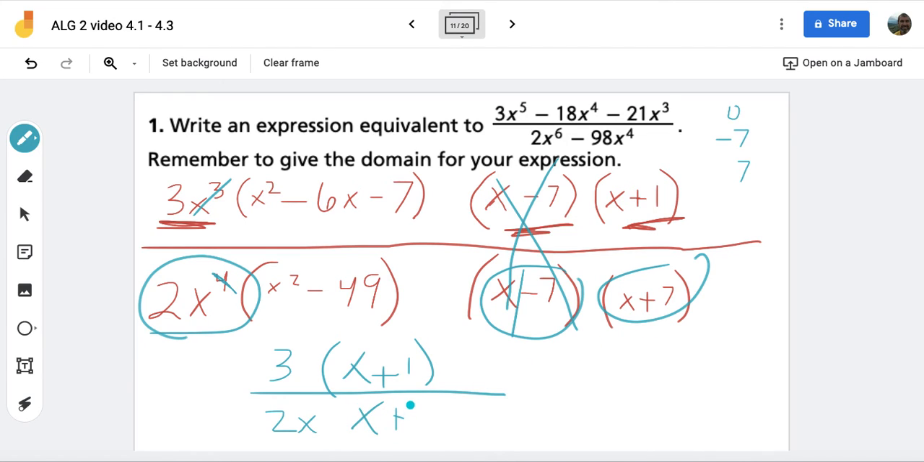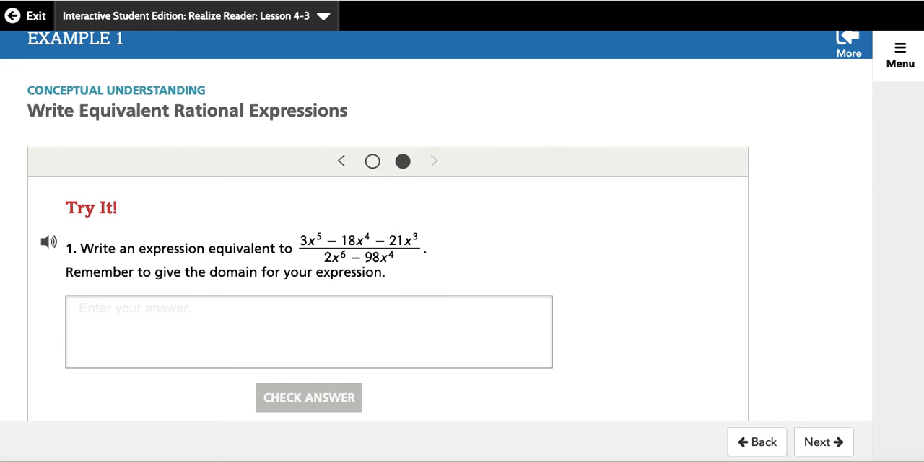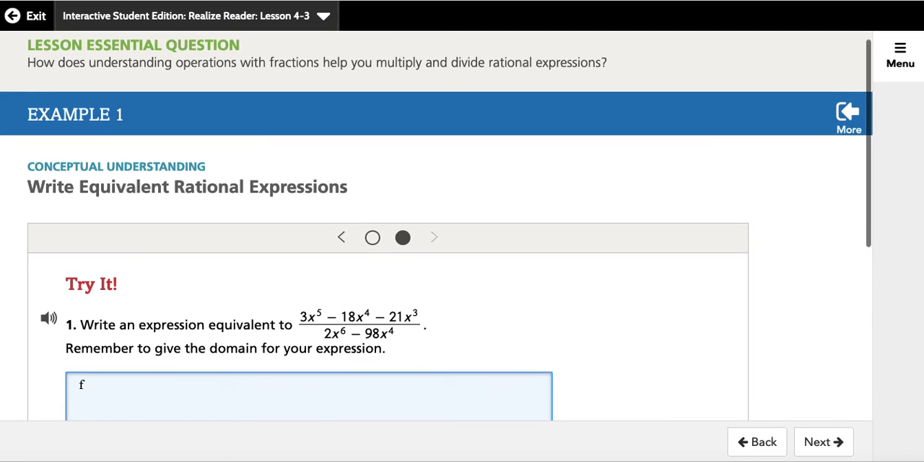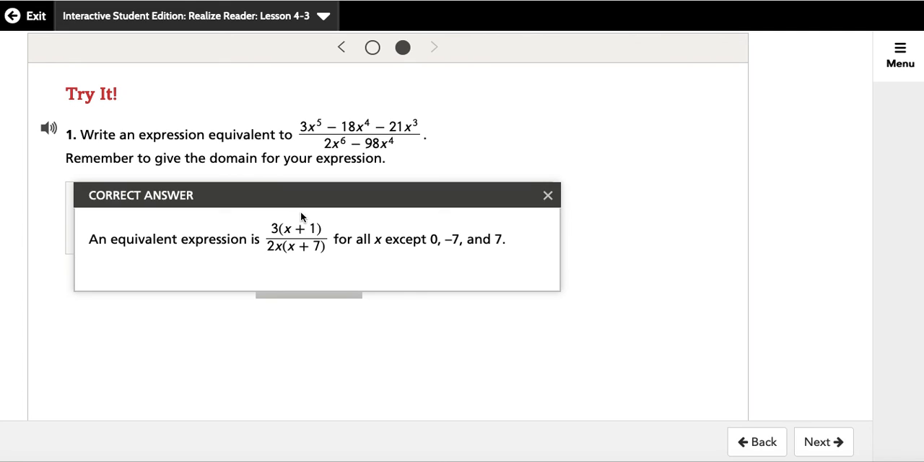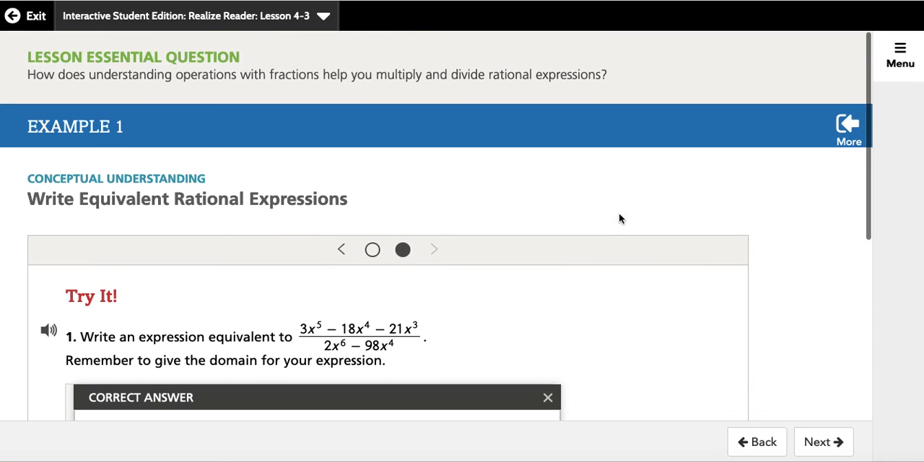Now, I'm going to stop there, but they may want you to expand that out, meaning 3x plus 3, and then the 2x squared plus 14x. But let's see what they wrote for an answer. They wrote it out like I did, 3 times x plus 1 over 2x times x plus 7, and x can't be 0, negative 7, or 7. Okay, hope that helps.